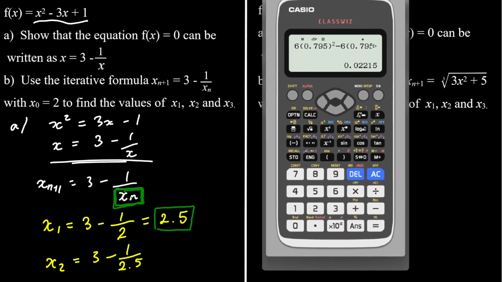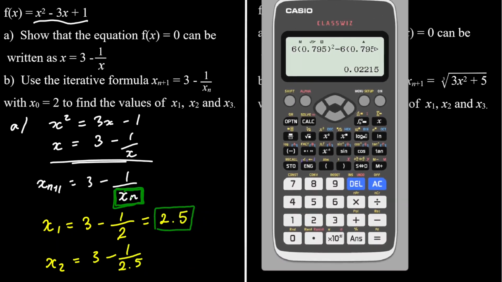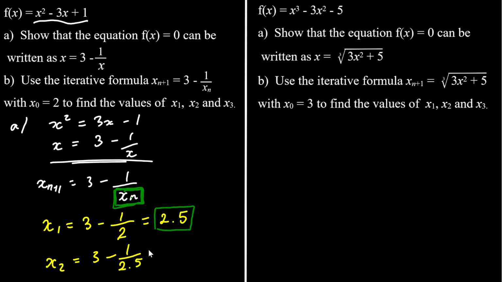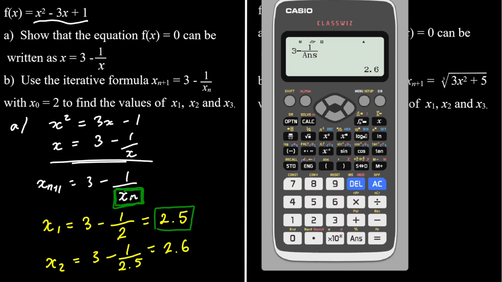And I'll use the calculator. What we can do with these iteration questions is if we press 2 equals, that was our x0. So get that as our answer. And then just set it up. So 3 minus 1 over answer. So 3 minus 1 over 2 was 2.5. That's x1. Press equals again. x2 is 2.6. And then we'll substitute in the 2.6. So just press equals again. And we get x3 is 2.615.